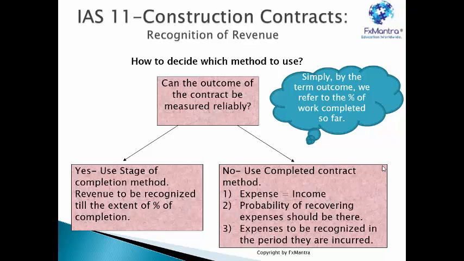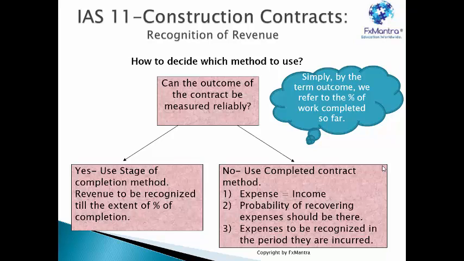Broadly speaking, for all practical reasons, by outcome in this particular decision box, we would be referring to the percentage of completed work so far on the contract. For example, in the first year, if you feel you have a reliable estimate that you have completed 20% out of the 100% of the contract, then probably I would go for only 20% as the reliable estimate.